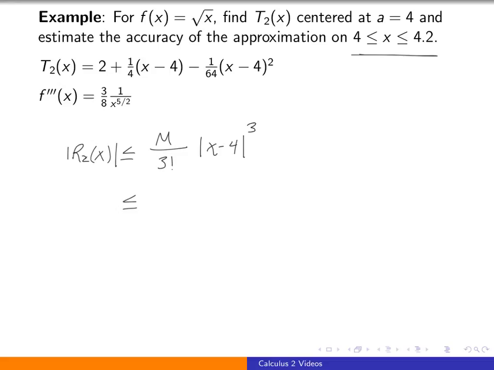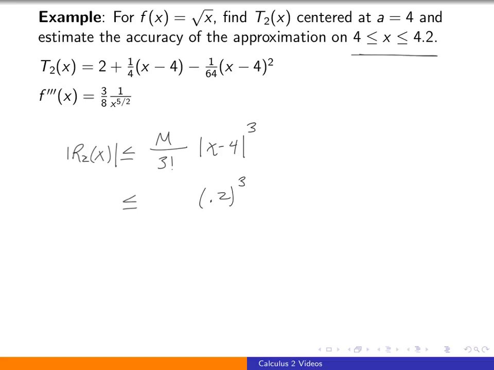First, let's take care of the easier one. We need to determine how big can the absolute value of x minus 4 be on the interval. So if we're on the interval from 4 to 4.2, how far can you be away from 4? And the answer is you can be 0.2. So bounding above, this would become 0.2 cubed.